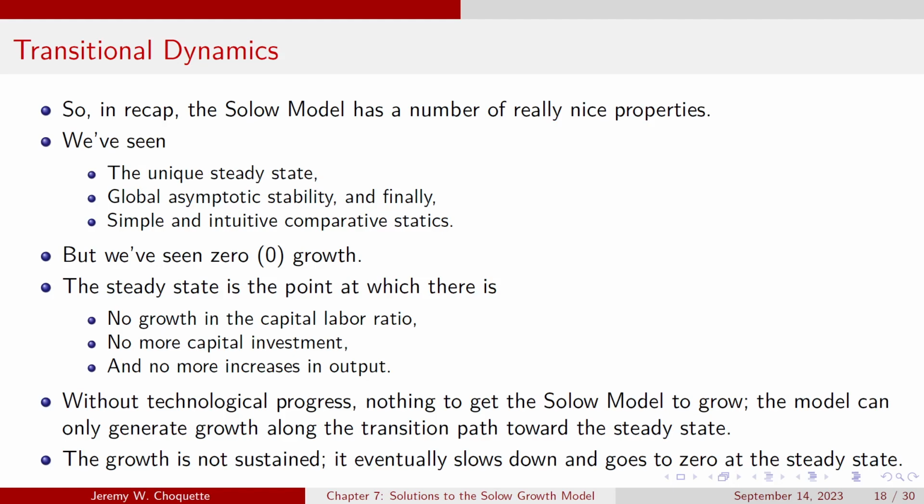Well, remember, the steady state is the point at which there's no growth in the capital labor ratio. There's no more capital investment, no more increases in output. And thus, without any technological progress, nothing gets the Solow model to grow. The model only generates growth along that transition path towards the steady state. Growth isn't sustained. It eventually slows down and goes to zero when we reach the steady state, right?